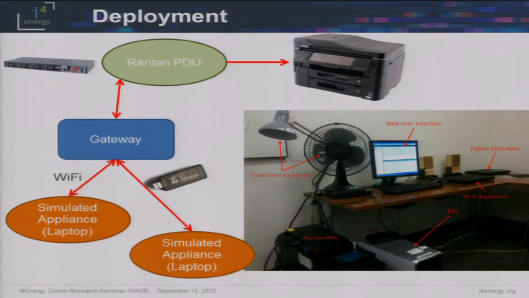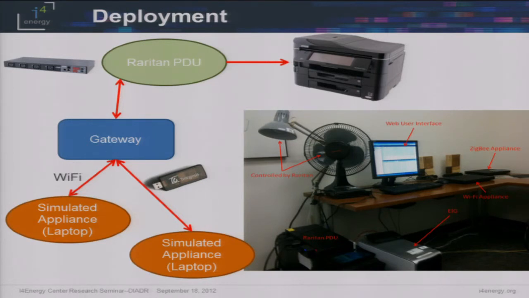And here's how the gateway is deployed. We have the gateway in the middle, and we connect to a Raritan PDU. And the PDU is a unit with 8 controllable outlets. Each outlet has sensors to monitor its power use, and you can also turn them on and off. And the Raritan PDU controls dumb appliances, or legacy appliances that can't control themselves. The gateway also uses Wi-Fi or Zigbee to talk to simulated appliances, and we can simulate smart appliances over a laptop.